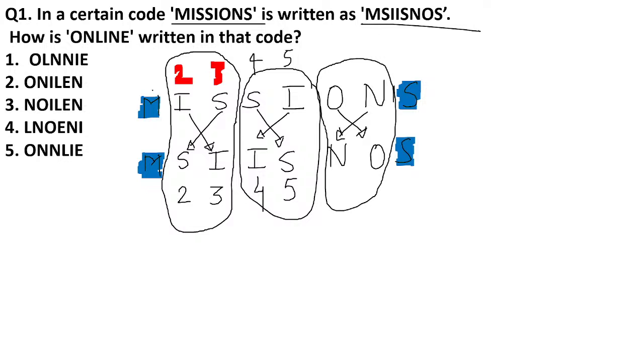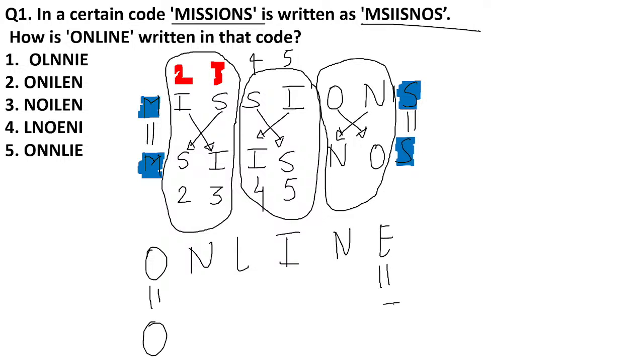For the first letter and for the last letter, the position remained same. For other remaining letters, we have actually interchanged their position with the letters near to them, or neighboring letters. Simply for ONLINE also, the first and the last letter are going to remain same. O ki jagah O hi rahega, E ki jagah E hi rahega. But for NL and IN, their places are going to be exchanged.